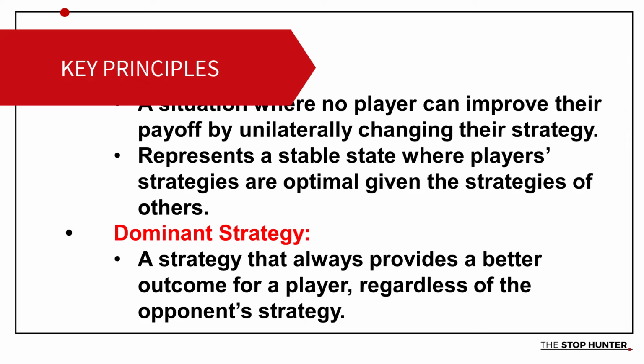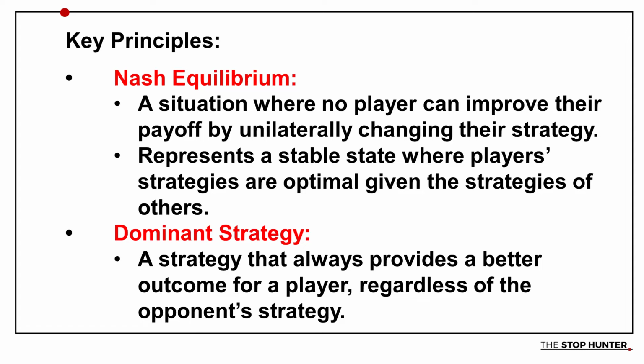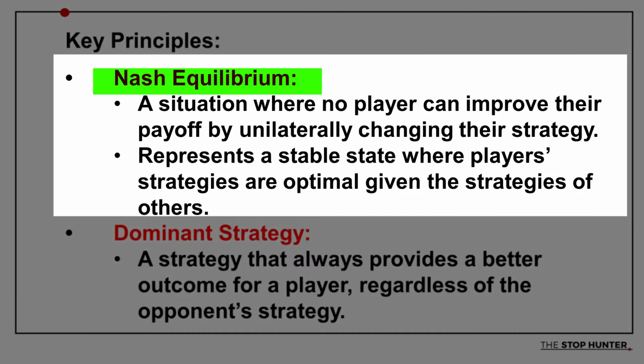I also want to share with you 4 key principles of game theory. The first one is the Nash equilibrium. Well, that is a situation where no player can improve their payoff by unilaterally changing their strategy, and it represents a stable state where players' strategies are optimal given the strategies of others.